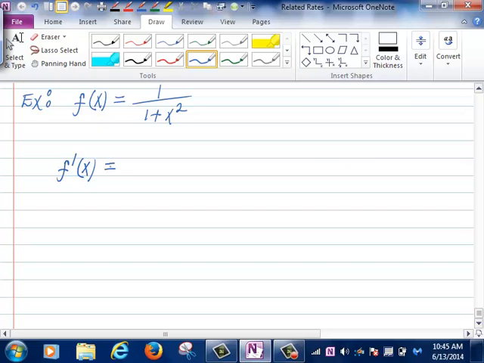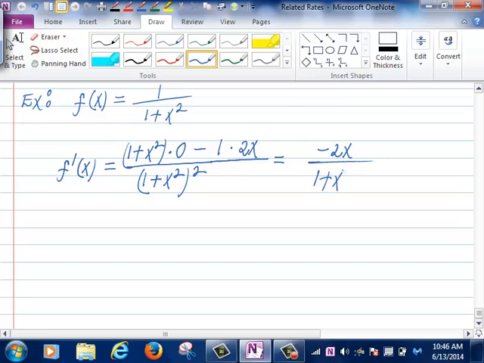The derivative in this case is what? Well, there are 2 different ways I could do this. I could either apply the quotient rule, or I can make it 1 plus x squared to the negative 1 and then apply the chain rule, okay? But I'm going to go ahead and use the quotient rule here. So 1 plus x squared squared, and in the numerator I will get the low, 1 plus x squared, multiplied by the derivative of the numerator, which is 0, minus 1 times the derivative of the denominator, which is 2x, and that is equal to negative 2x divided by 1 plus x squared squared, right? So that's the derivative that we have.